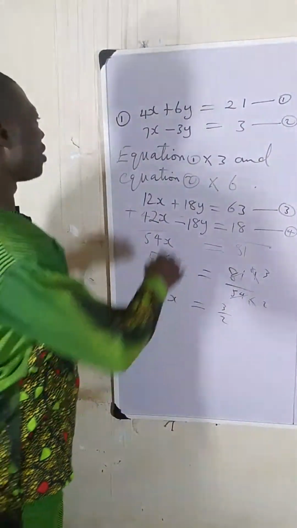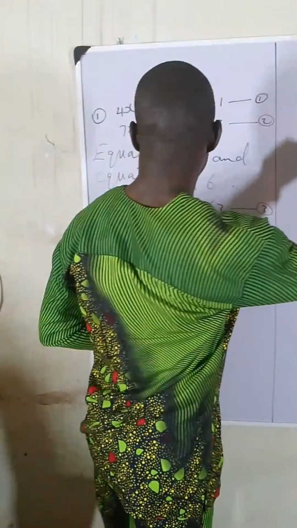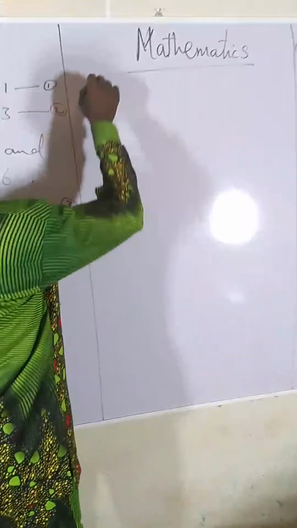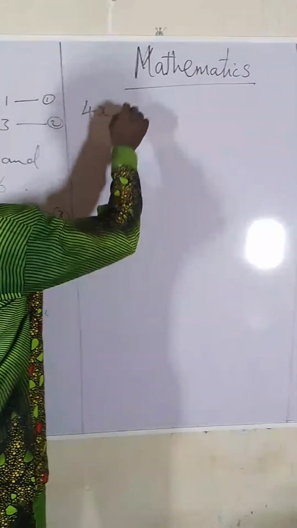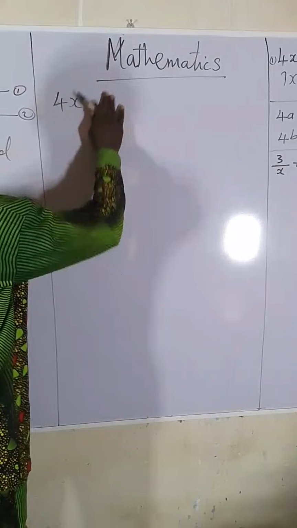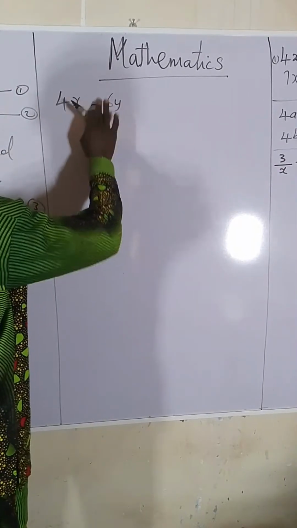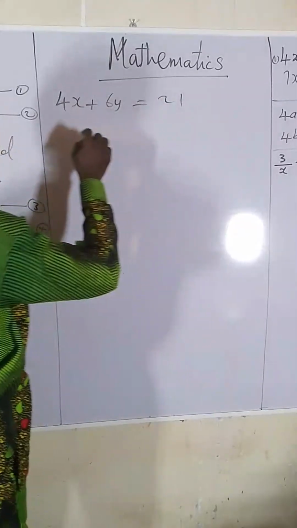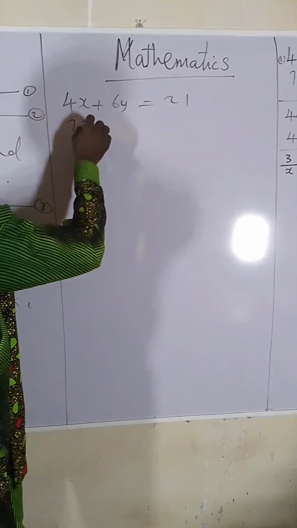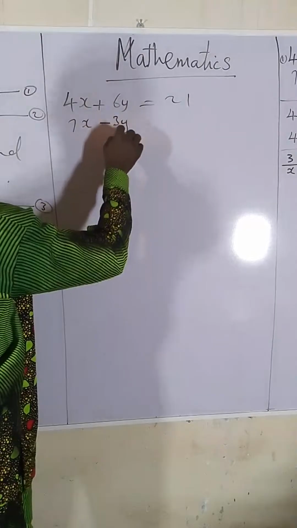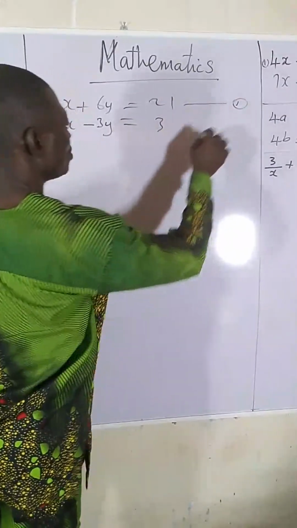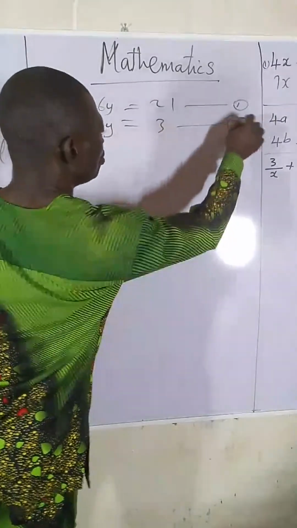And so we are going to write these equations afresh. This is 4x plus 6y is equal to 21, and 7x minus 3y is equal to 3. We have this as equation 1 as usual, and this as equation 2.